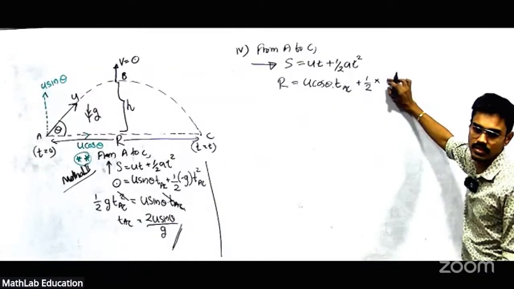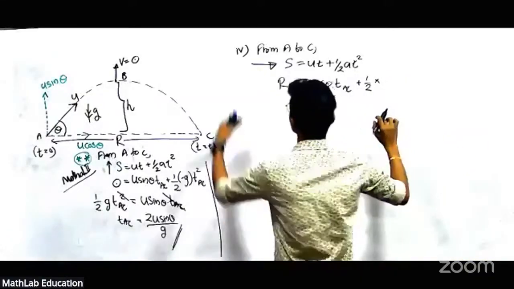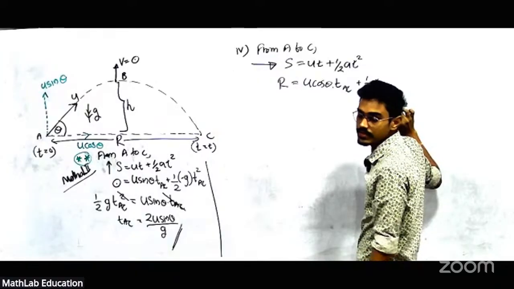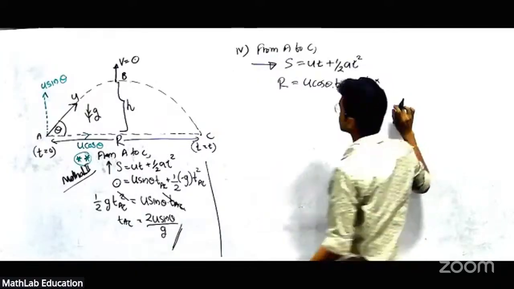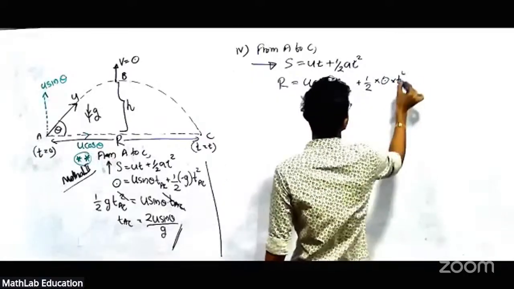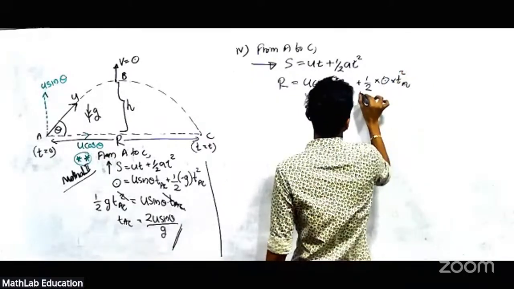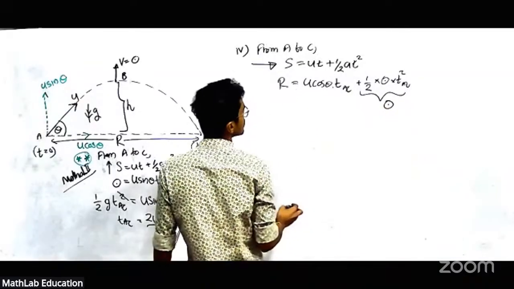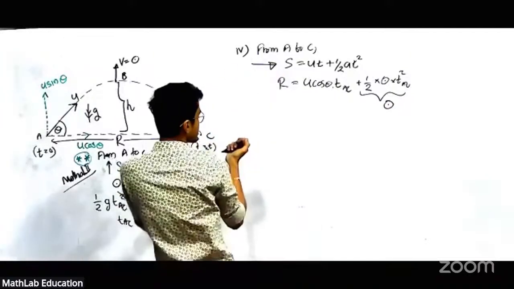It's 0, because I'm using the equation horizontally. g is acting vertically, so it is neglected. It's 0, and 0 times T_AC squared is again 0. 0 times anything is 0, so this whole part becomes 0.